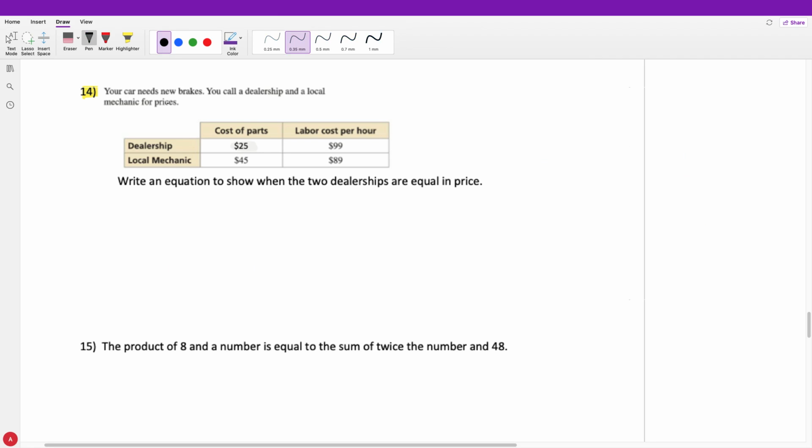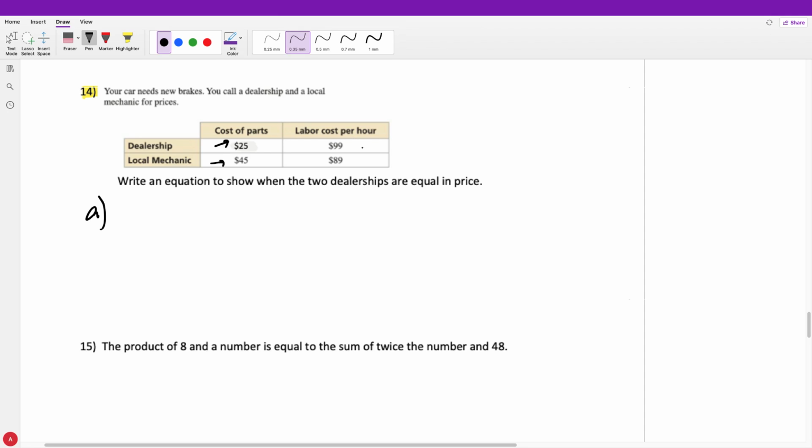All right, so for question number 14, for part A, we had to create the equation just like we did before. It said your car needs new brakes. You call a dealership and a local mechanic for prices. And it tells you that the cost of the parts for the dealership is $25, whereas for a local mechanic, the cost for the parts is $45. So no matter what, that isn't cost per hour, it's just how much the parts cost, period. So that value will never change. It will always be 25 and always be 45 if you go to the dealership or the mechanic.